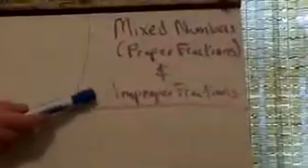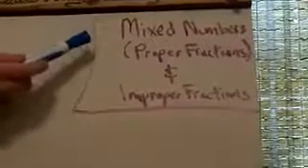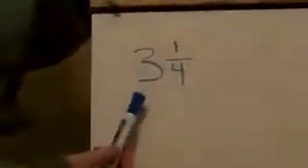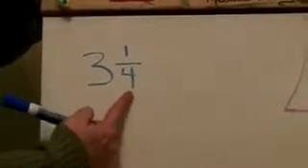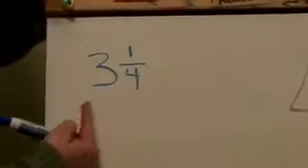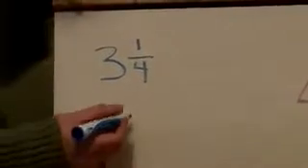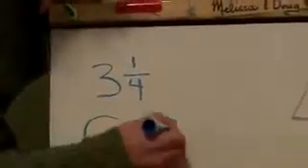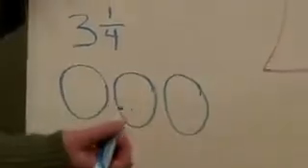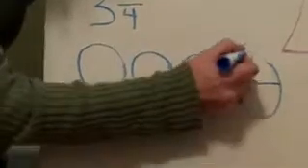Today's lesson is on changing mixed numbers, which are known as proper fractions, to improper fractions, and the reverse. We're going to start with a mixed number. This is called a mixed number because it has a whole number and a fraction. And to represent this by pictures, I would have 3 wholes, maybe 3 whole pizzas, and a fourth.